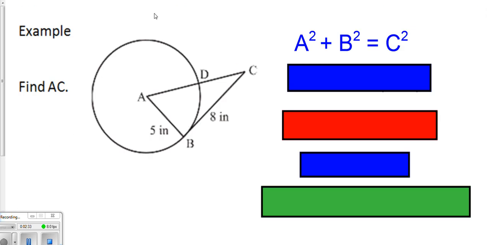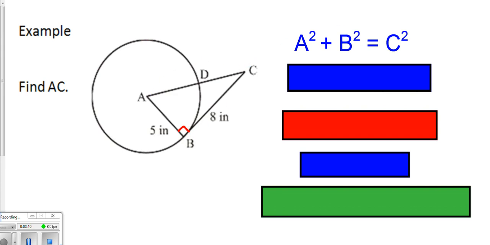So let's look at our first example. We have a diagram. CB right here is tangent to the circle. We know that AB, which is the radius, is 5 inches, and CB is 8 inches, and we need to find this length A to C. Now remember, if this is a tangent line, C to B, that means this is a right angle. So it intersects that spot with the radius at a right angle. Well, that would make this a right triangle. So we have this length, and we need to know this last length.